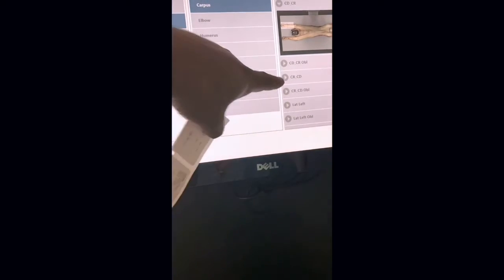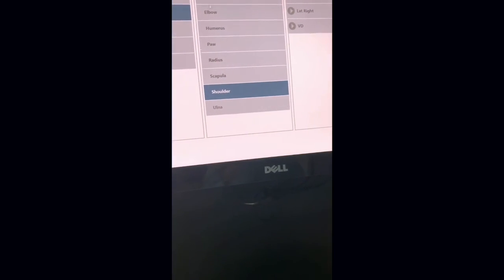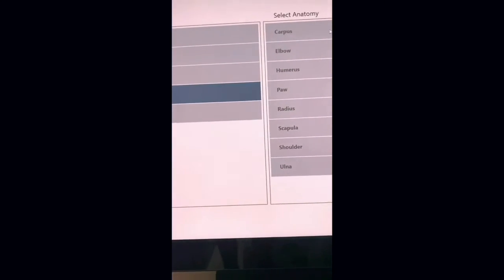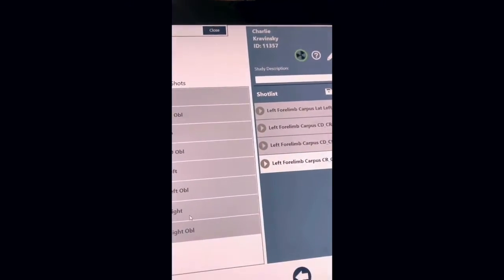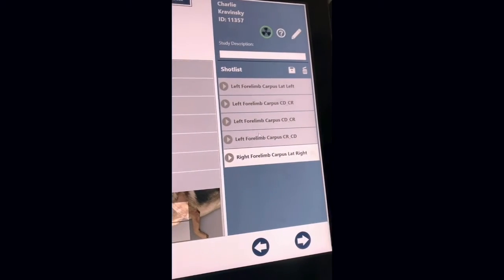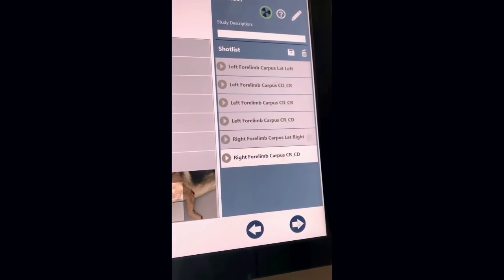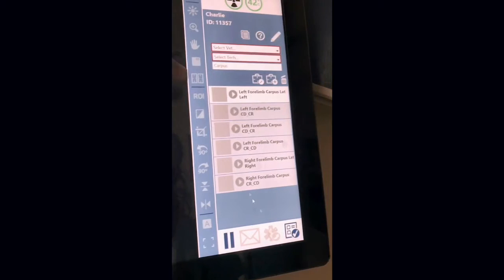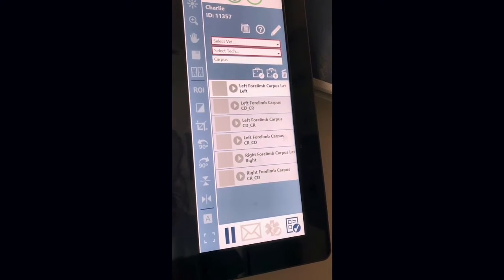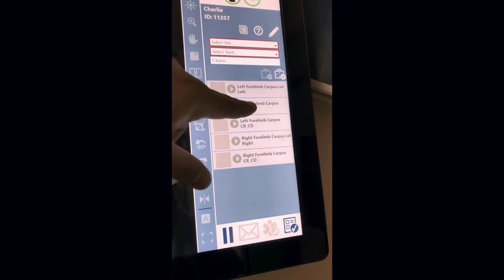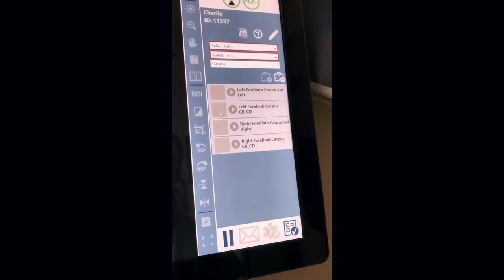So we are going to do a lateral view of the right carpus, a lateral view of the left carpus, a craniocaudal view of the left carpus, and a craniocaudal view of the right carpus. You will see here I accidentally chose two of the oblique views of the carpus. The oblique views are actually the least common views of extremity radiographs that are usually taken. So I had to go back and delete those views.